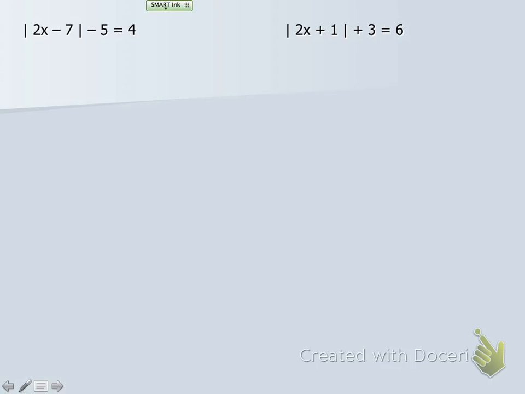These examples just get slightly tougher, but it's only one extra step. I want to get the absolute value isolated, so I'm going to add a 5 to both sides.